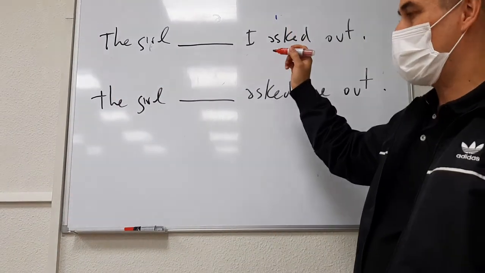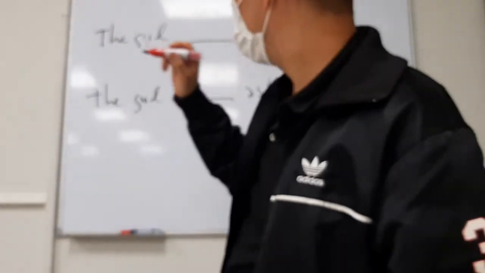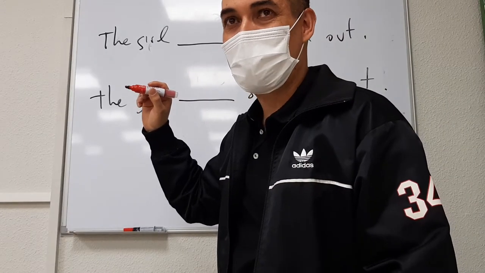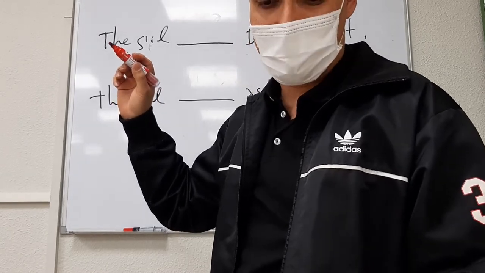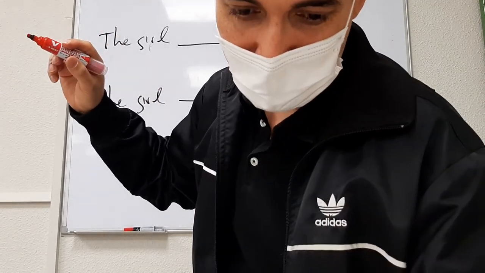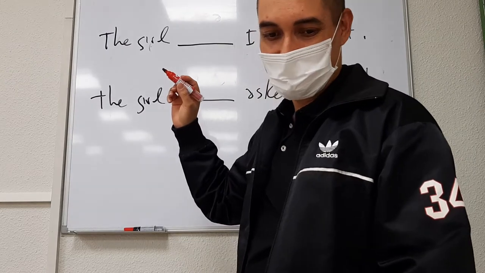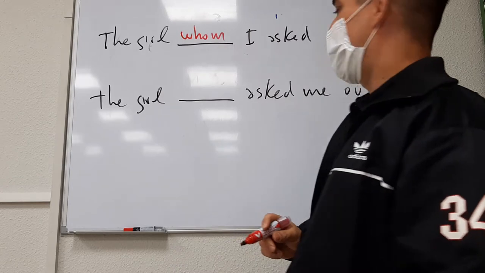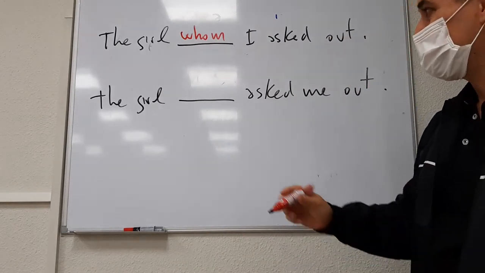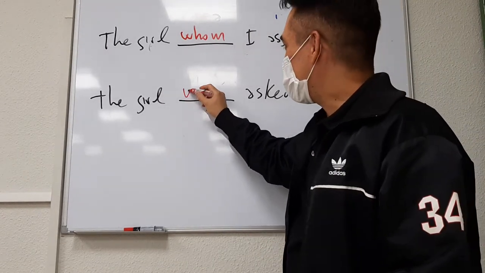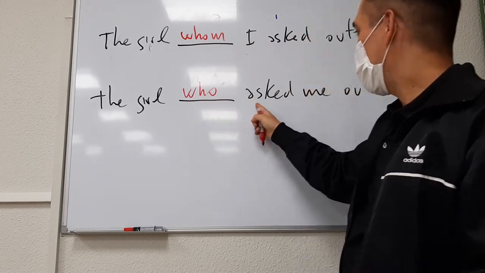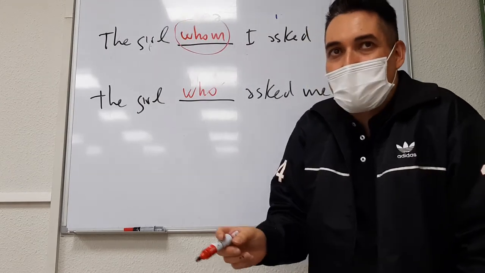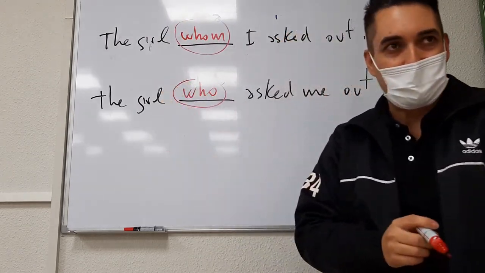In the first one, would you say who or whom? Whom. Can you spell it? With an M or without an M at the end? With or without? The girl whom I asked out. And the girl who asked me out. Why do I use whom here? And why do I use who here?